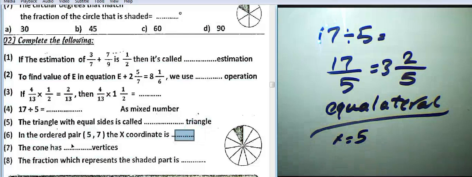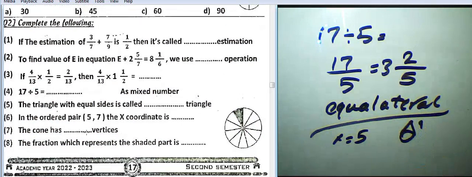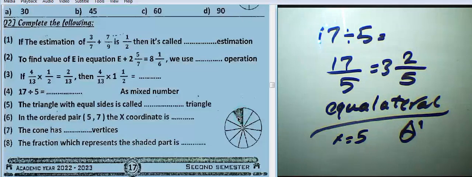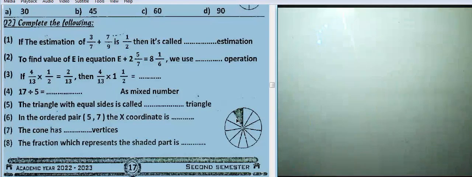The cone has 1 vertex. The fraction which represents the shaded part here is 1 over the total parts. How many parts? We can count all the parts here and write the total in the denominator, and write the number of colored parts in the numerator. We have 1 over the total parts.